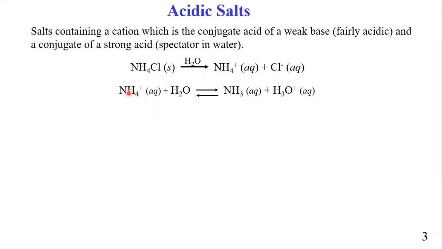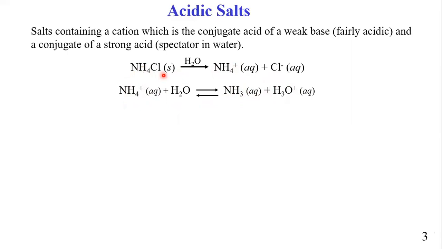Well, when you put this ammonium cation in water, it acts as an acid. It will give a proton to the water and become ammonia. And so this is now called an acidic salt. Why? Because its cation is able to react with water to give me H3O+. And so in solution, I now have more H3O+ coming from this salt upon dissociation.